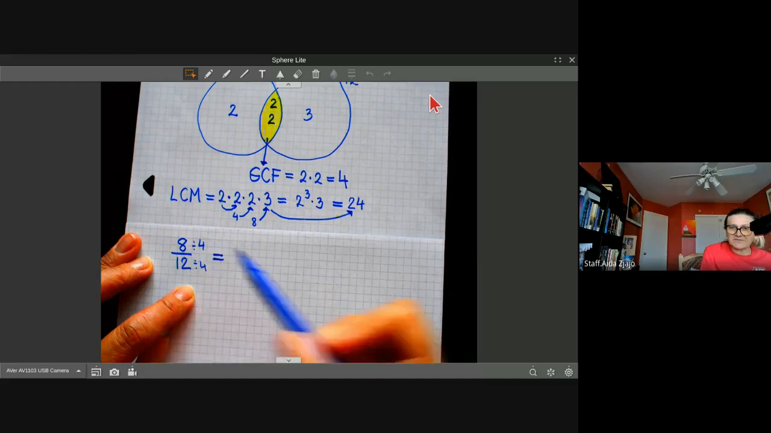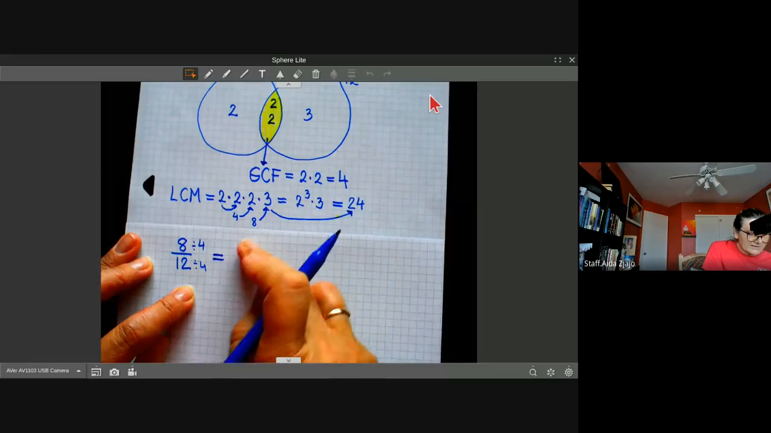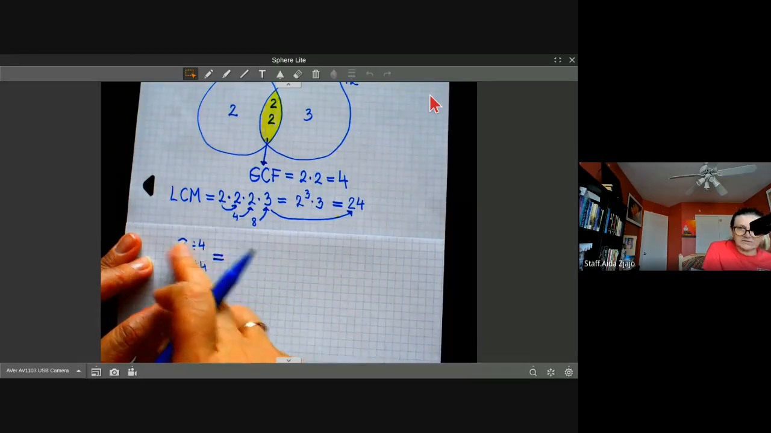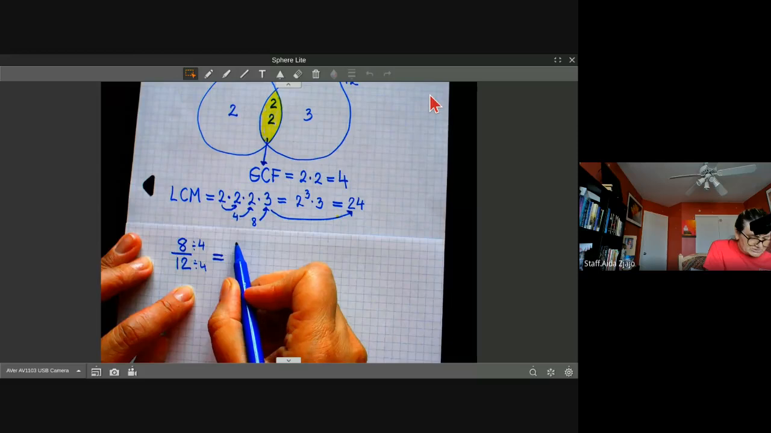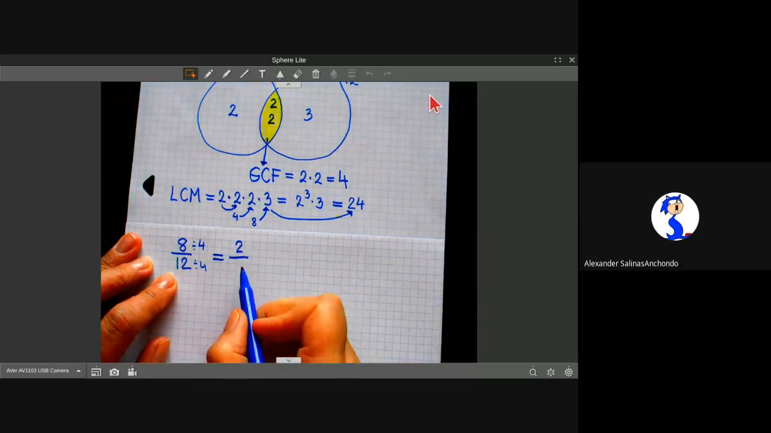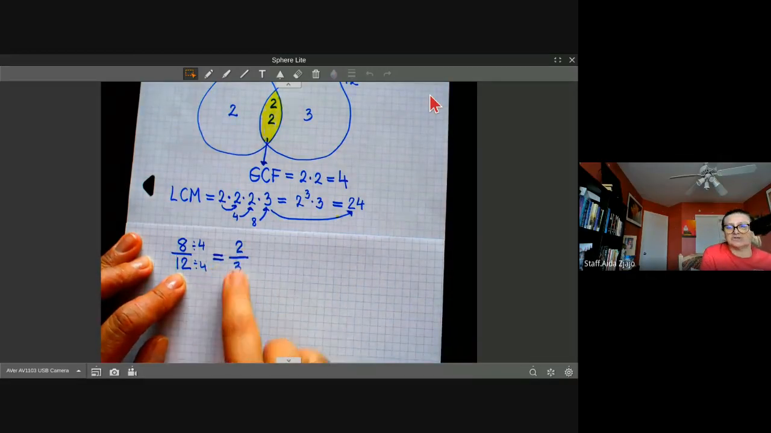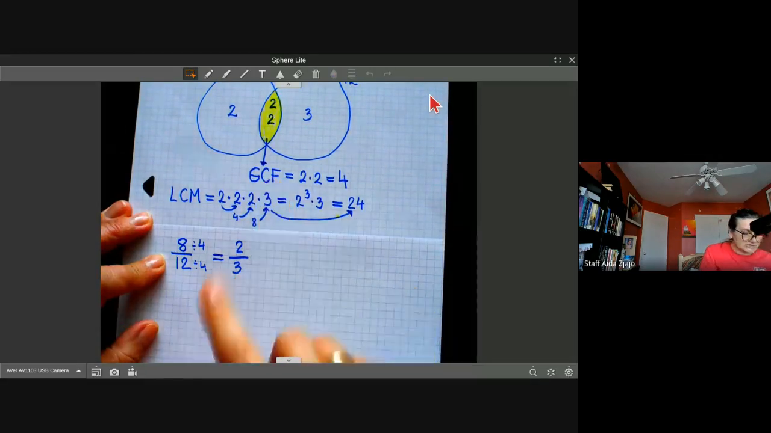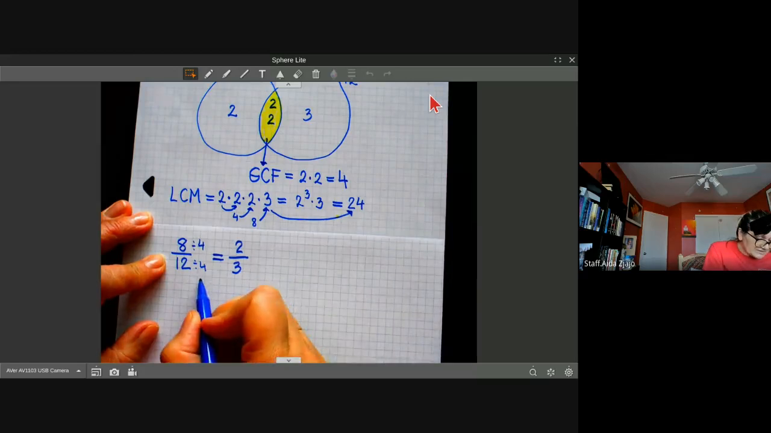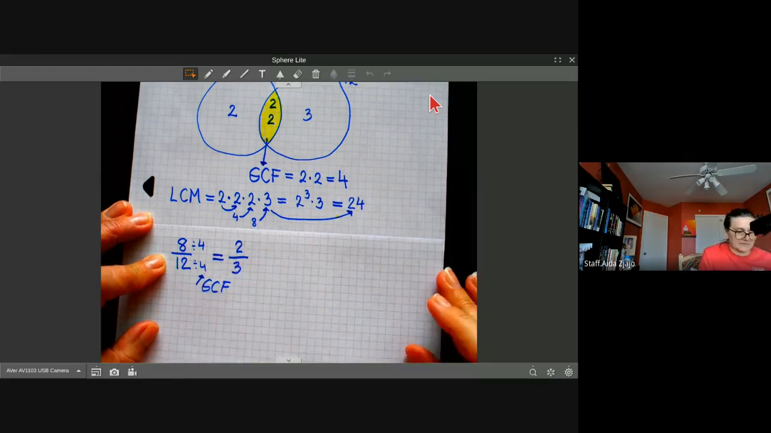Who knows what 8 divided by 4 is? What number times 4 equals 8? It's 2. And what number times 4 equals 12? 3. So we can see that 8 twelfths is the same as 2/3. And that is, we use the greatest common factor to simplify. So you can see that it is the greatest common factor that you use to simplify the fraction. Okay.